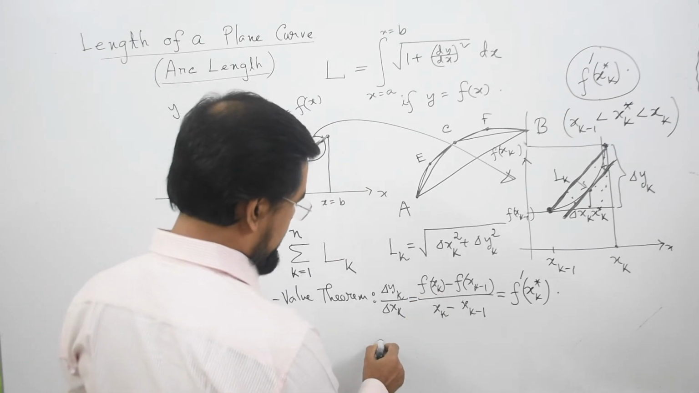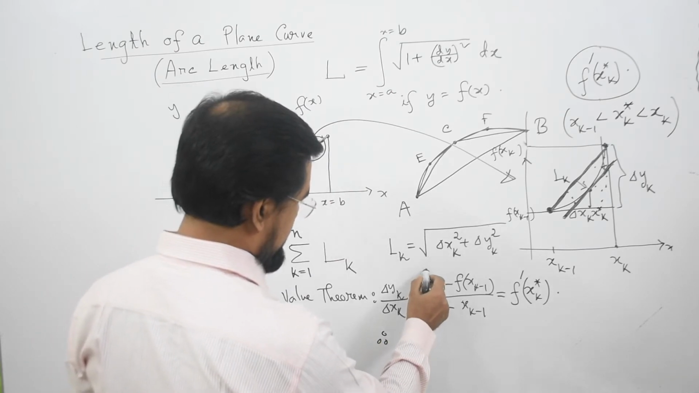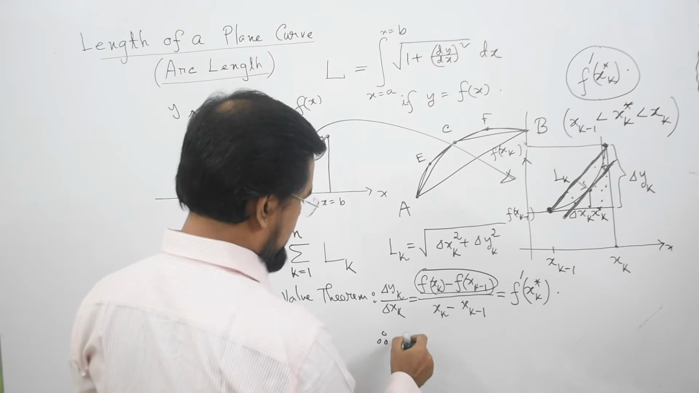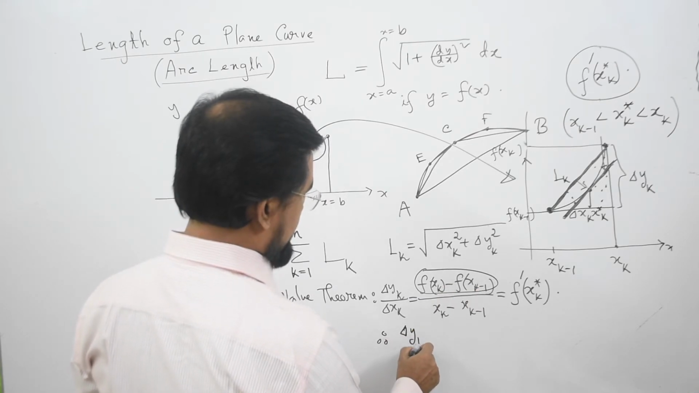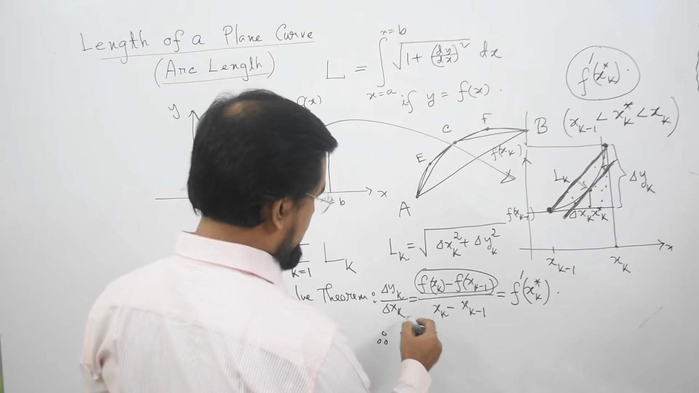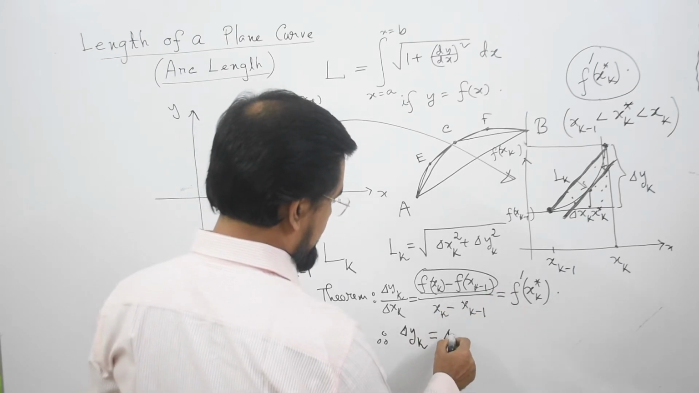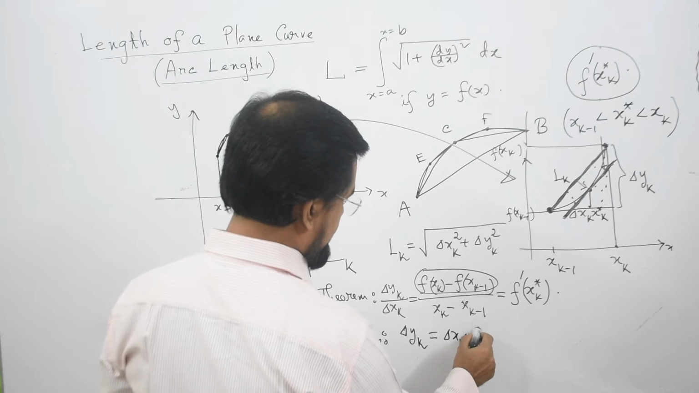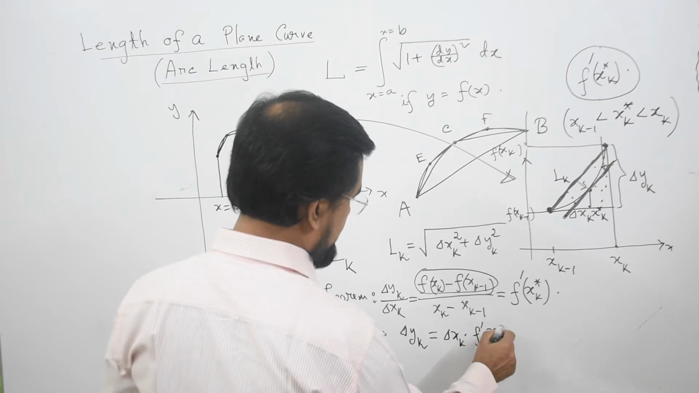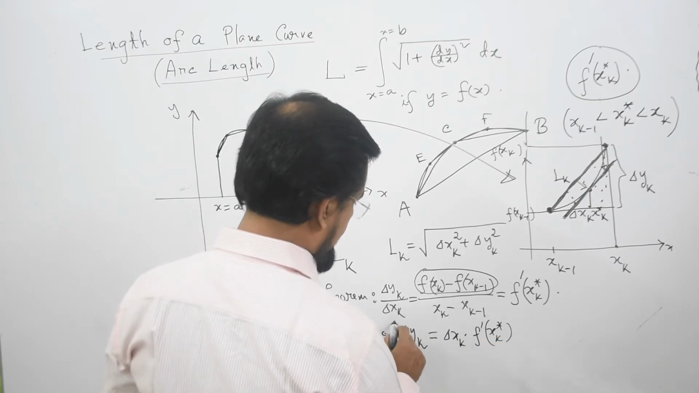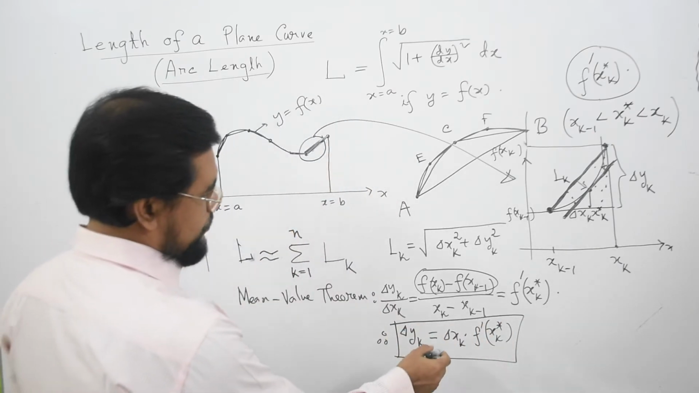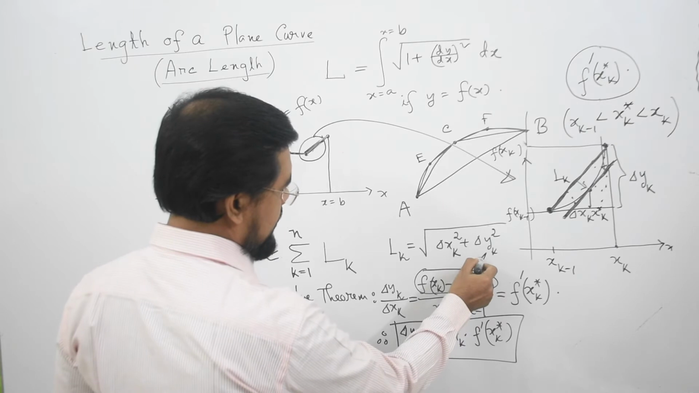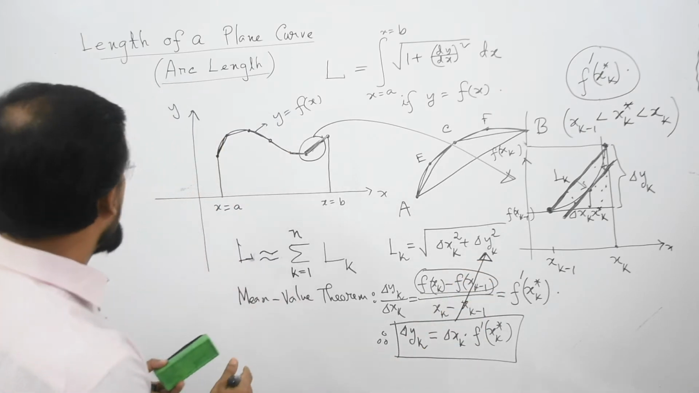So from here we can write delta yk is equal to delta xk times f prime xk star. So this is the mean value theorem. So we can put this value here in this equation.